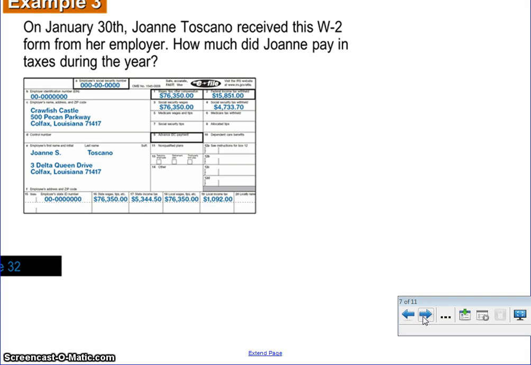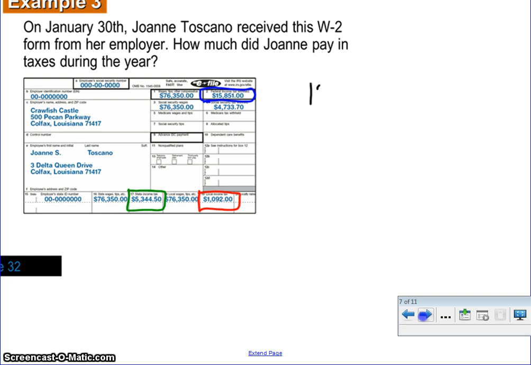Example 3. On January 30th, Joanne Toscano received her W-2. How much did she pay in taxes during the year? So we're looking at 3 different types of taxes. Here is our federal taxes. Down here is my state taxes. And then here is my local taxes.